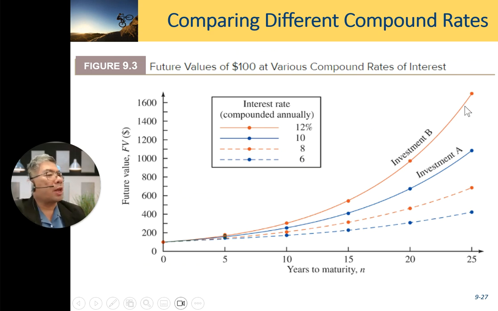Okay, 12% is higher on the sliding scale. 10% is the next one, and then 8% and 6%. See, you guys have to do it that way. The more compounded, the steeper the slide.